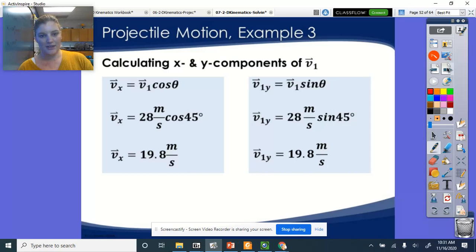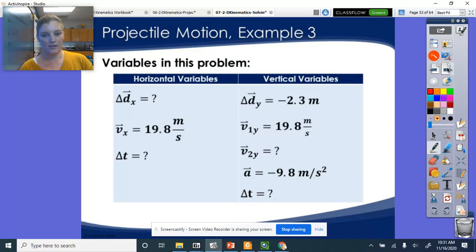So there's calculating out the x and y components, writing out the variables that I have. I know that the ball is going to fall 2.3 meters farther than where we started. I know my initial velocity in both the x and the y direction and my acceleration due to gravity. So again, I'm solving for time, my final velocity in the y direction, and then my displacement in the x.